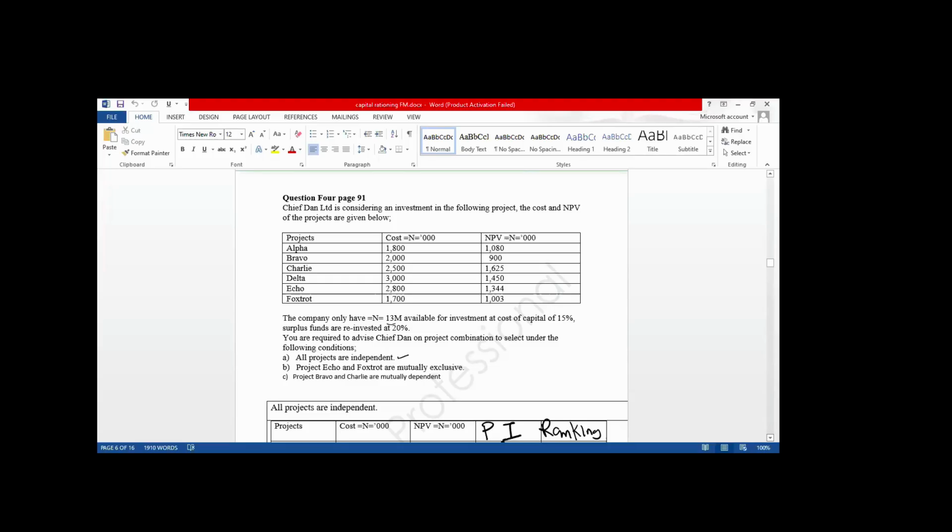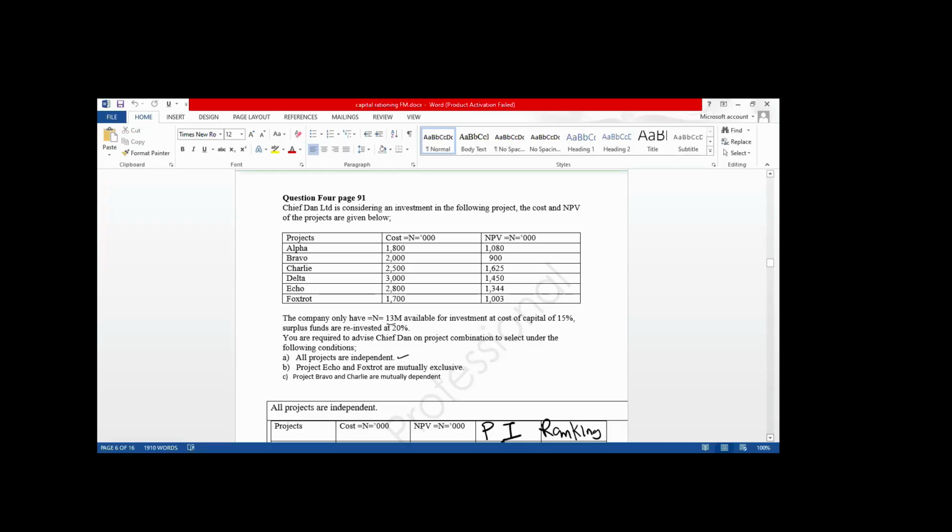available for investment at a cost of capital of 15%. Surplus funds are reinvested at 20%. You are required to advise Chief Dan on the project combination to select under the following situations. We have treated situation A, situation B, now situation C.